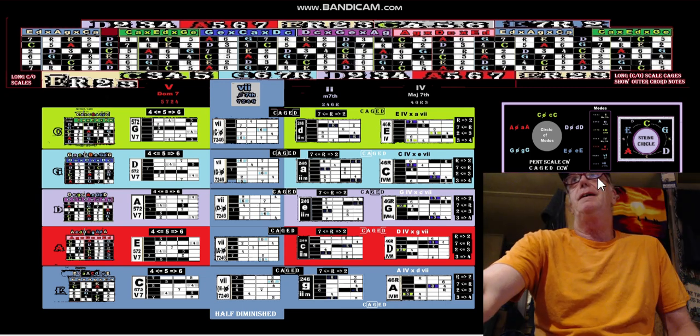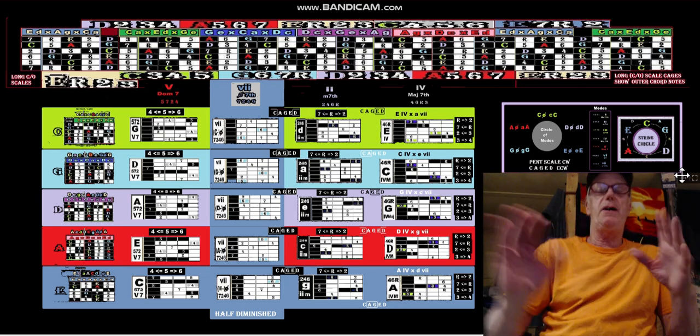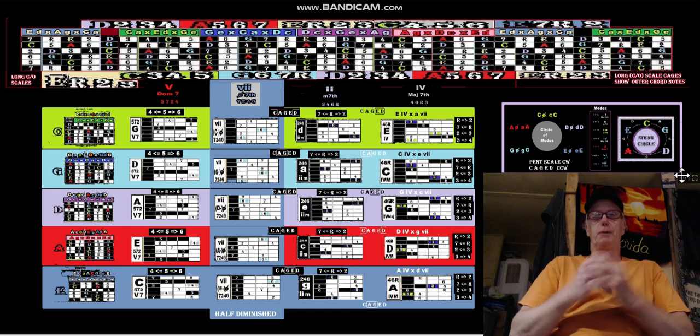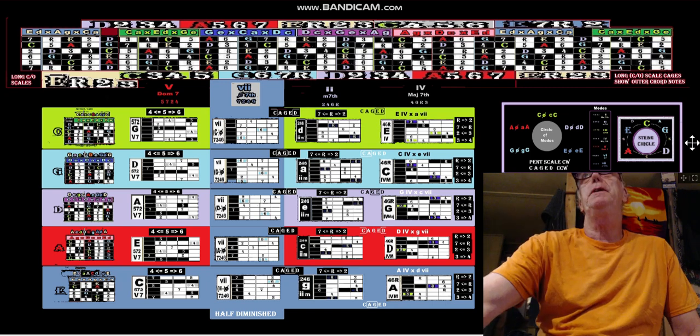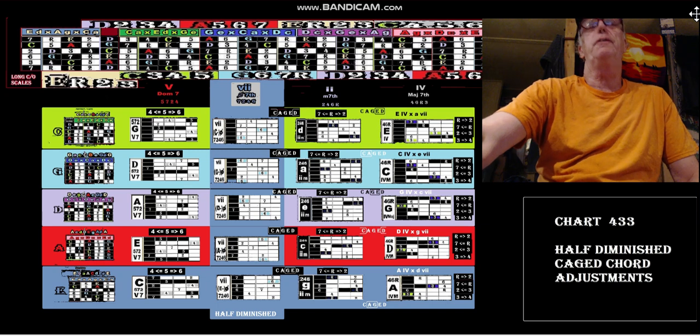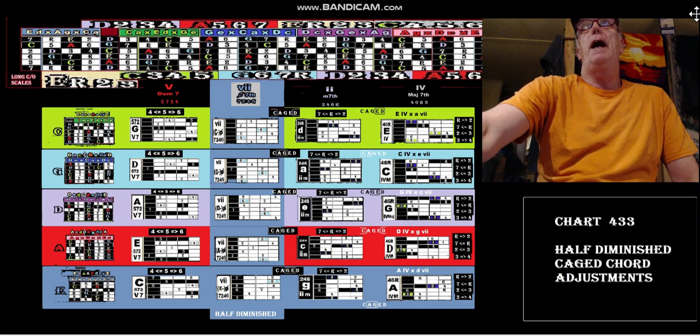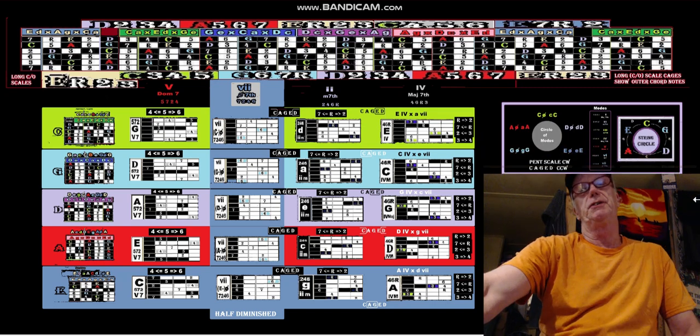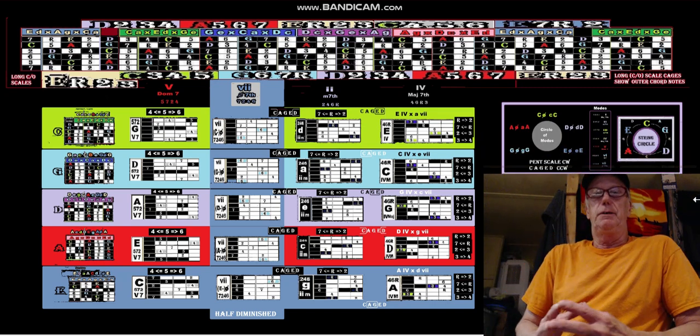Okay, here we are. We're now at the lesson proper. This is chart 434, half diminished caged chord adjustments. Like I say, apologize for the wrong number there.